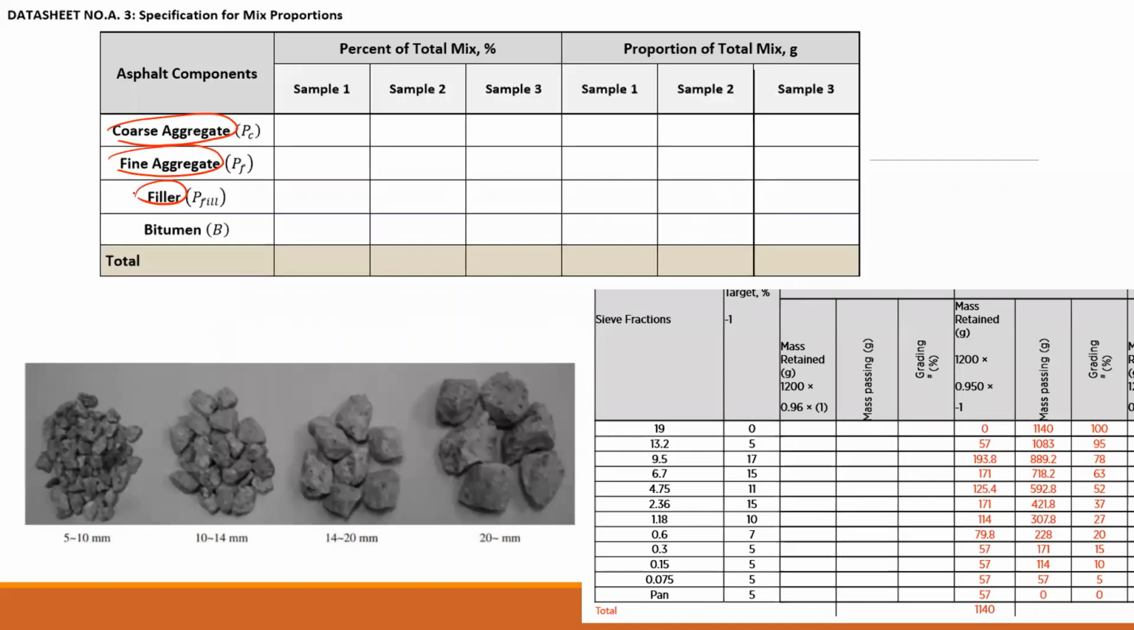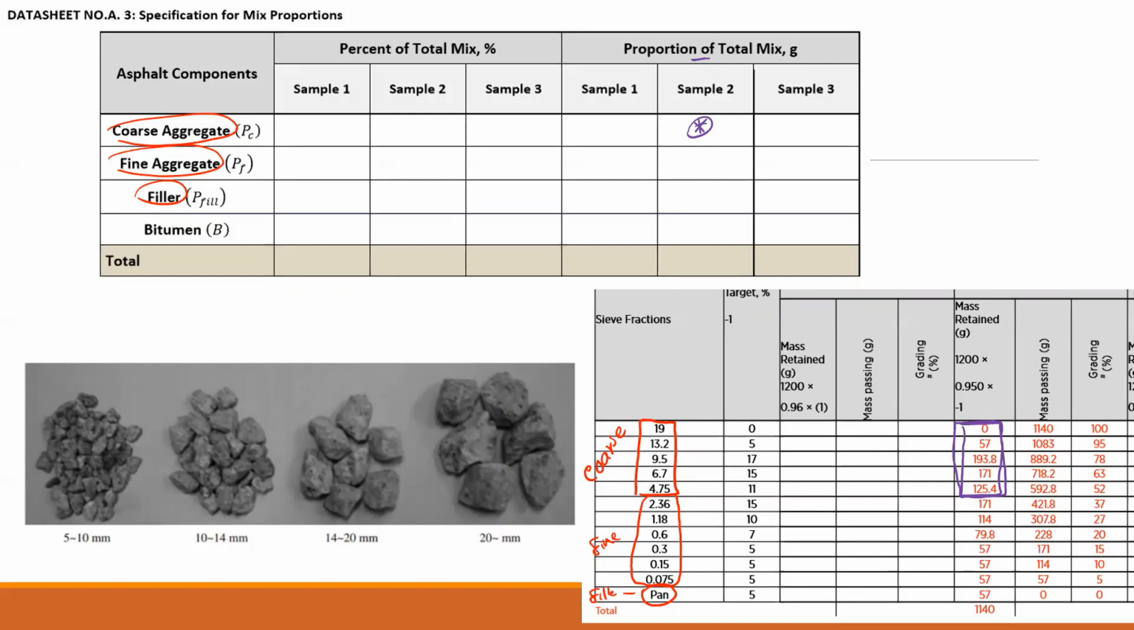Coarse aggregates are the aggregates sizes above 4.75. So this is coarse. And the fine aggregates are the aggregates up to here. So this is fine. And the pan is the filler. To find how much coarse aggregate you have in the mix, you just add the total mass. So you add all these numbers together, so you can find the amount of coarse aggregate in your asphalt mix.